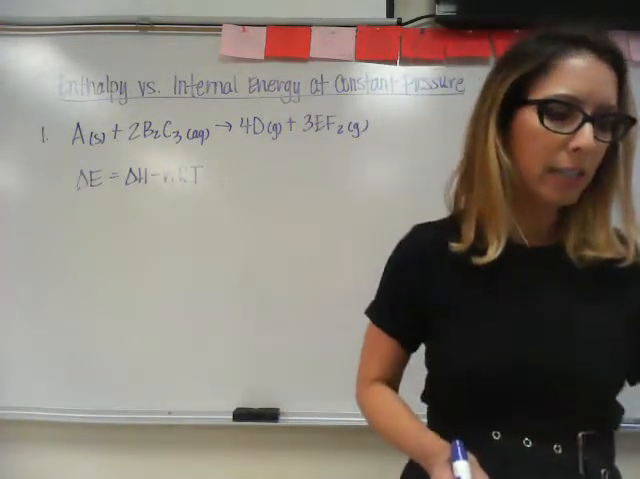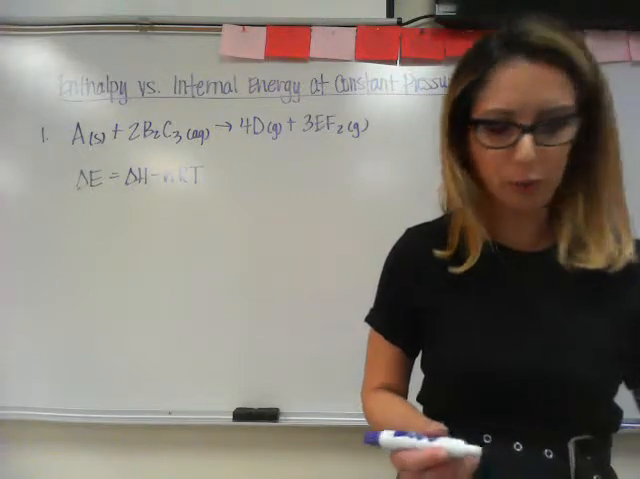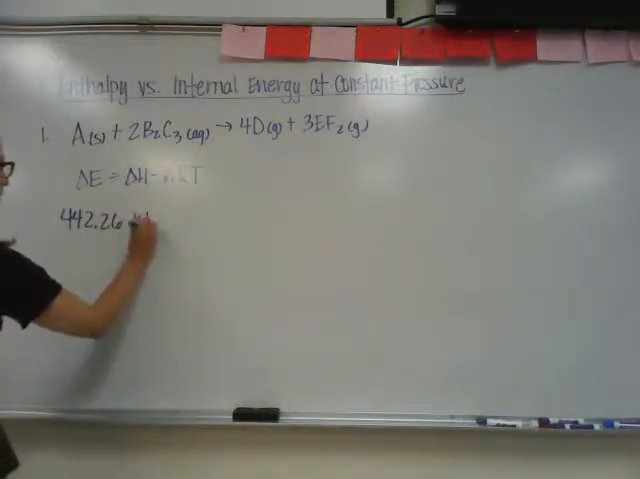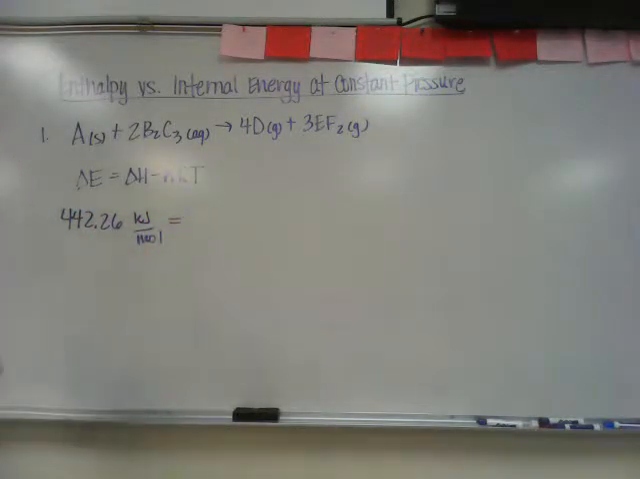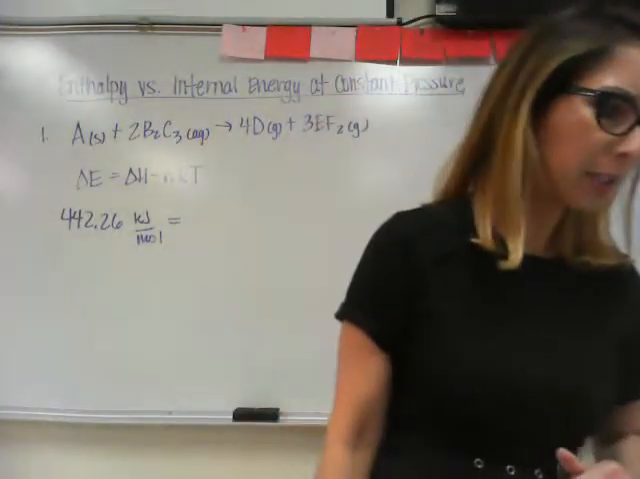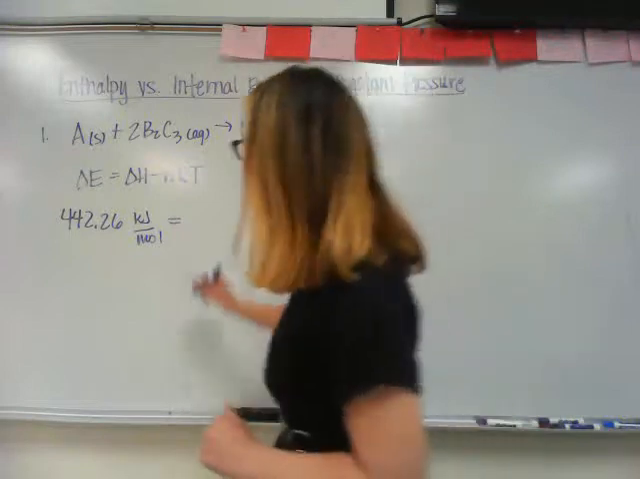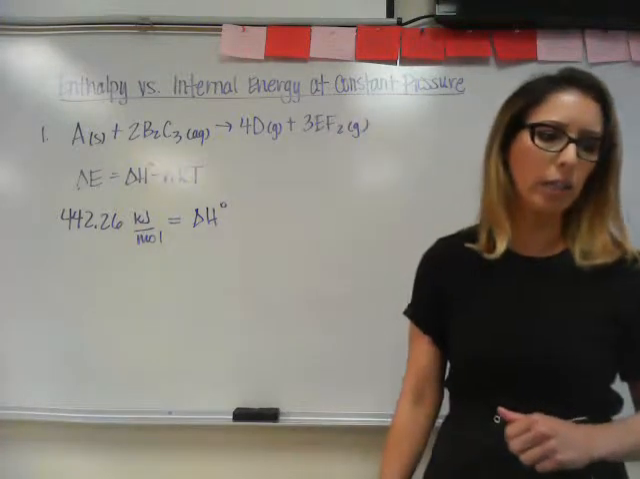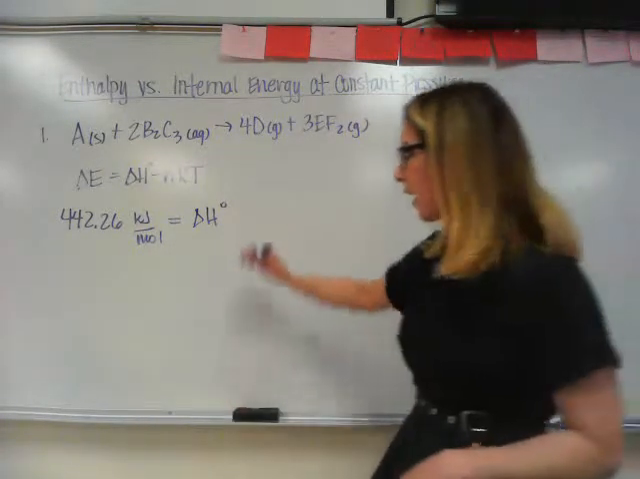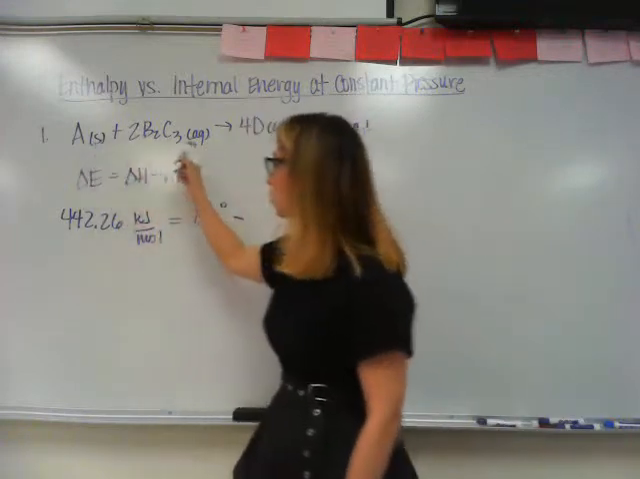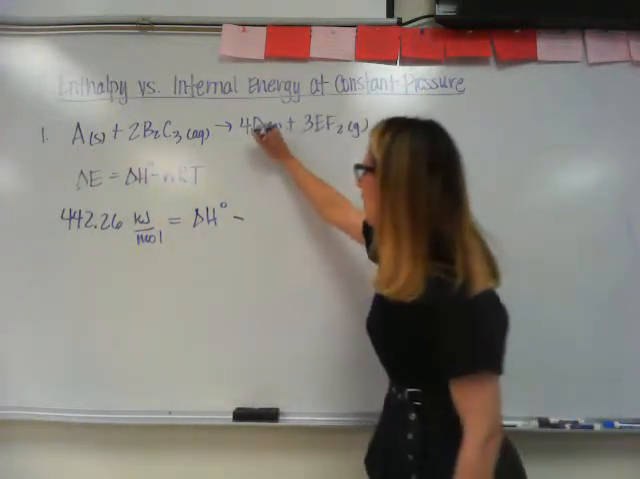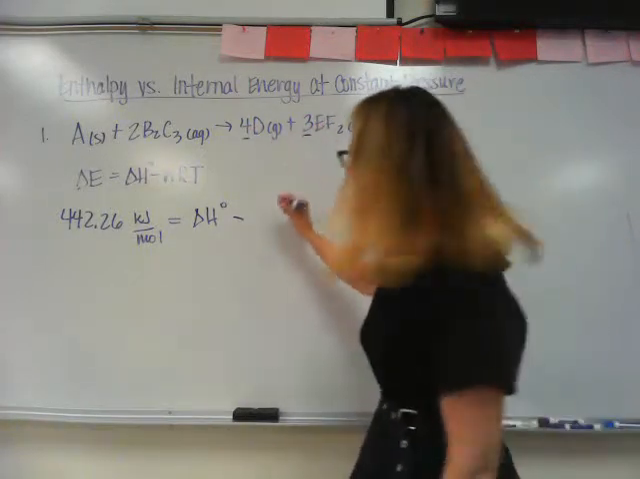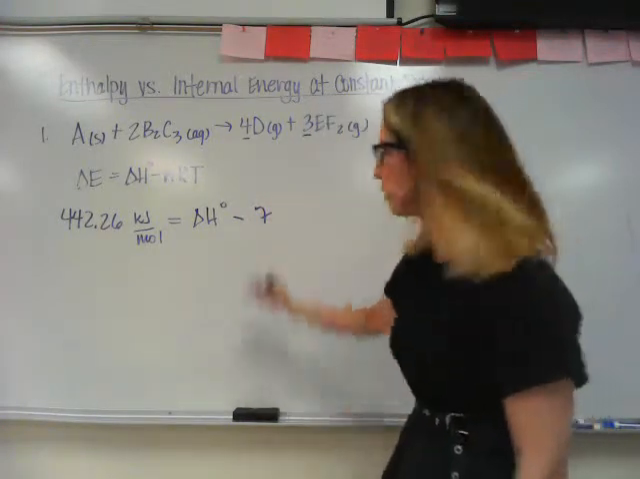Okay, so since they gave you delta E, we're going to substitute 442.26 here. And they want you to solve for the standard enthalpy change, so you're solving for delta H. So we're going to leave that alone. N is the change in the moles of gas. You'll notice there aren't any moles of gas on the reactant side, but on the product side you have 4 plus 3. So you add up the coefficients. 4 plus 3 is 7. So that means that your N is going to be 7, okay?